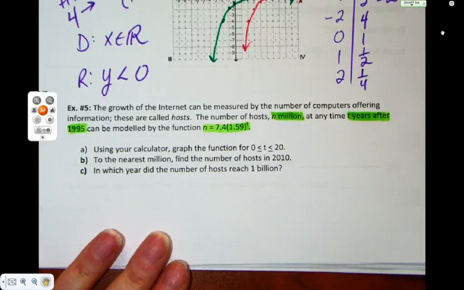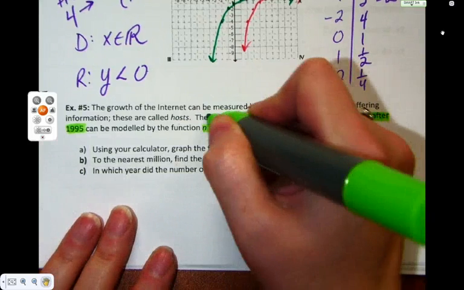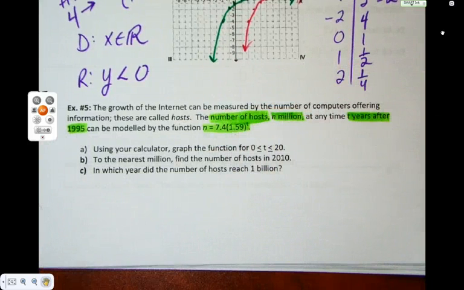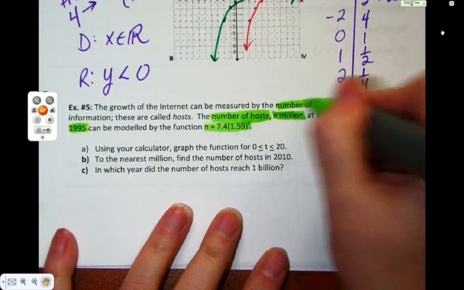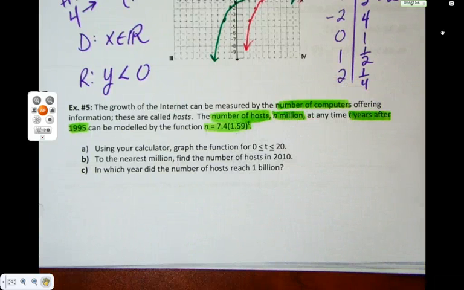Still a little bit more I would do. We know the units for n, but what does n represent? And what's a host? Number of computers. How do we know by looking at the equation that it's exponential? So how do you recognize an exponential equation?